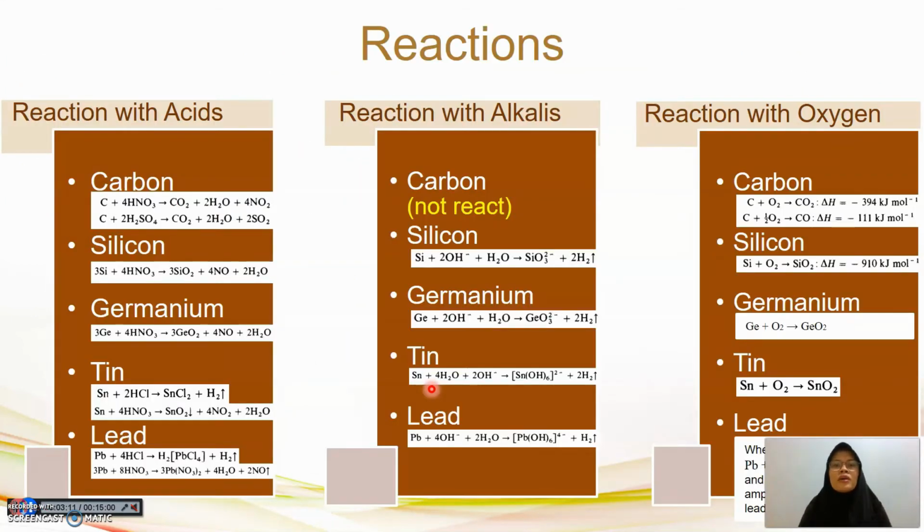Okay, next we will talk about the reactions. First, the reaction with acid. As we can see from the left side, this is the reaction of acid with carbon, silicon, germanium, tin, and lead. And next, the reaction with alkalis. Only carbon doesn't react with alkalis. And last is the reaction with oxygen, and this is the reaction.